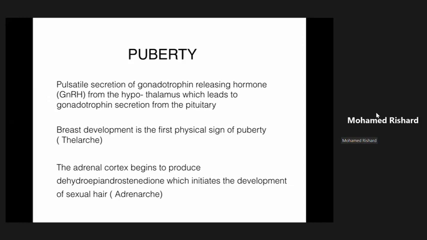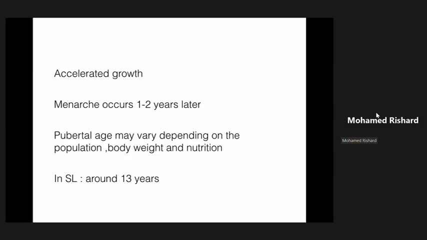from the ovaries. Those things act together and help to develop secondary sexual characteristics, such as breast development, and something called adrenarche, that is because of the secretion of androgens from the adrenal cortex, such as dehydroepiandrosterone, DHEA, which initiates the development of the sexual hair. All these things will help the girl to develop the features of puberty.